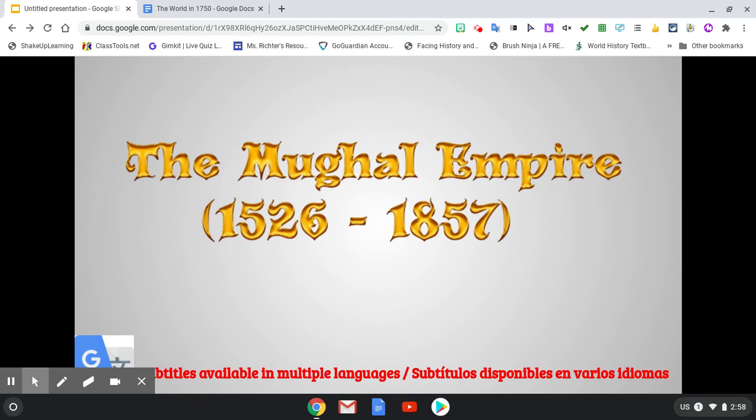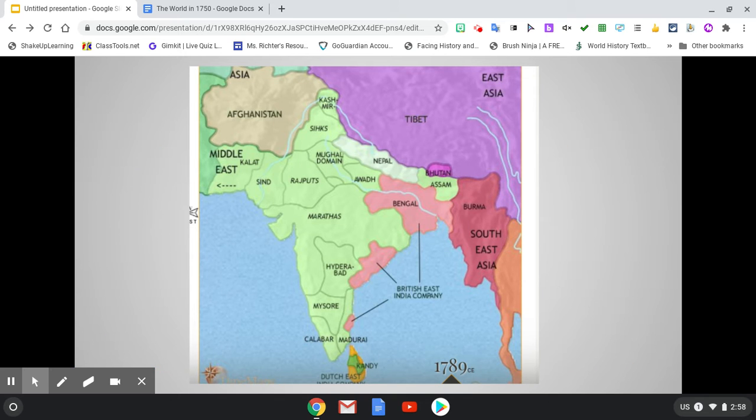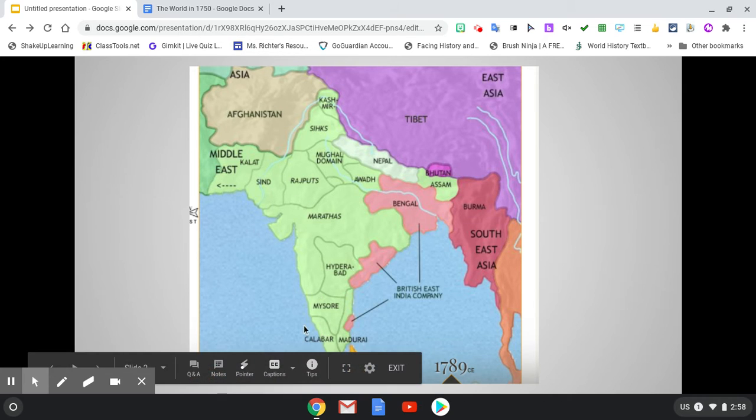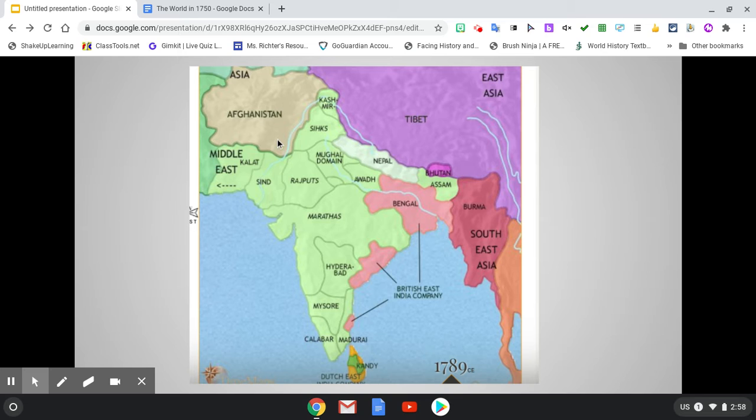Okay, so Mughal Empire, 1526 to 1857. And you will find the Mughal Empire on the Indian subcontinent. The Mughal dynasty ruled all of what we would today consider India, nearly all of what we would consider Pakistan, some of modern day Afghanistan, Sri Lanka, and Bangladesh.